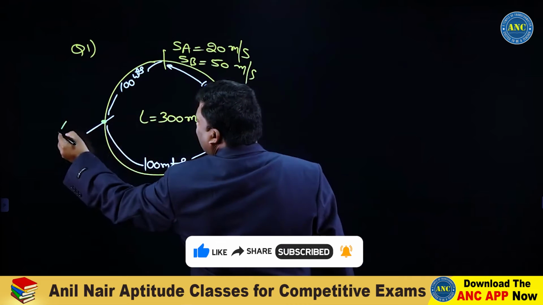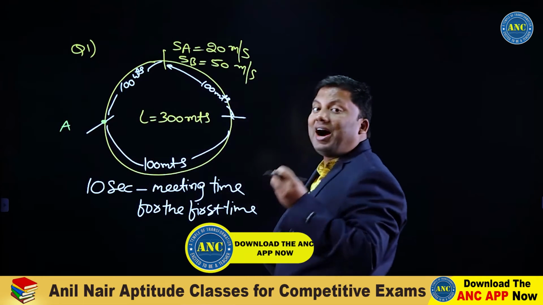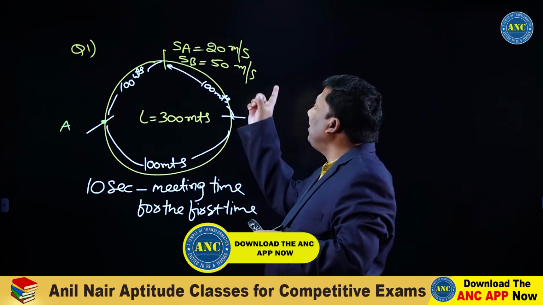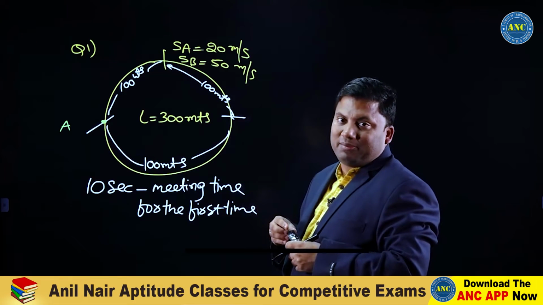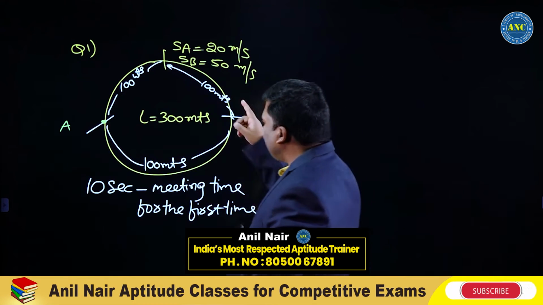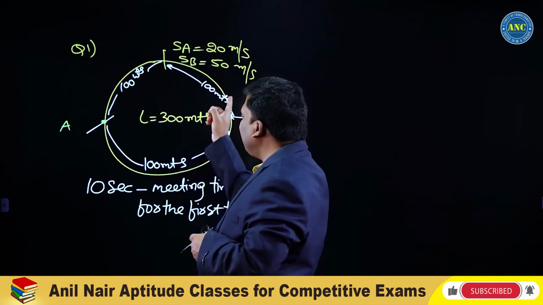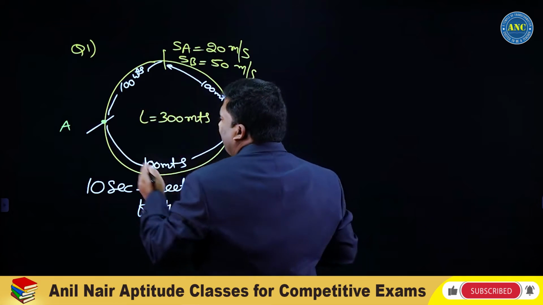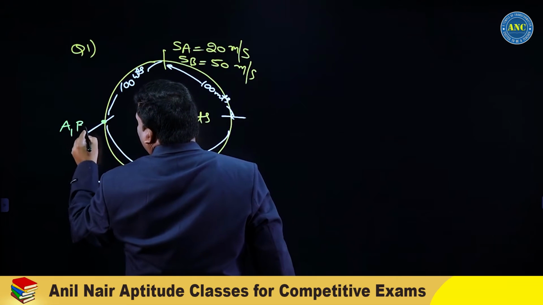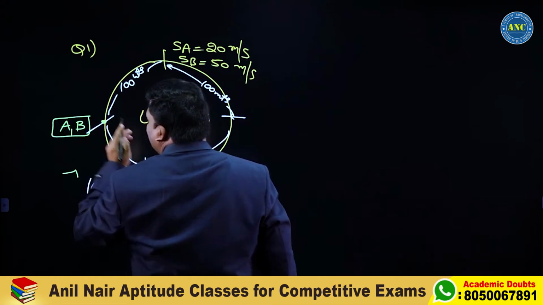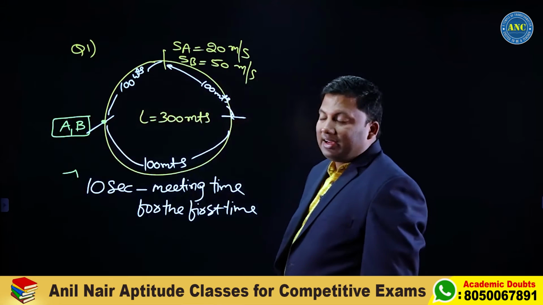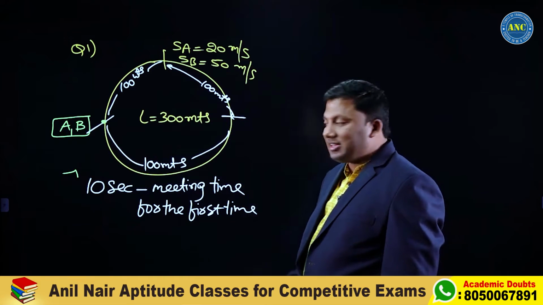Are you all with me? A is here. After 10 seconds, B will travel: 1 second, 50 meters; 10 seconds, 500 meters. 100, 200, 300, 400, 500. That means A and B are meeting here for the first time on the track. Can I say that 10 seconds will be the answer? Yes.